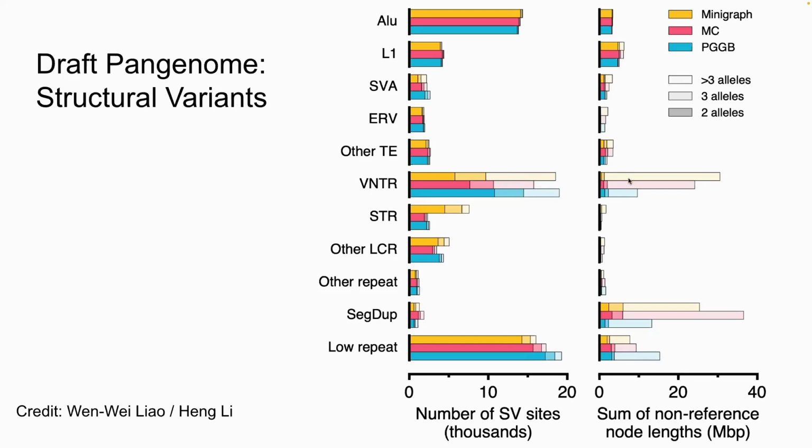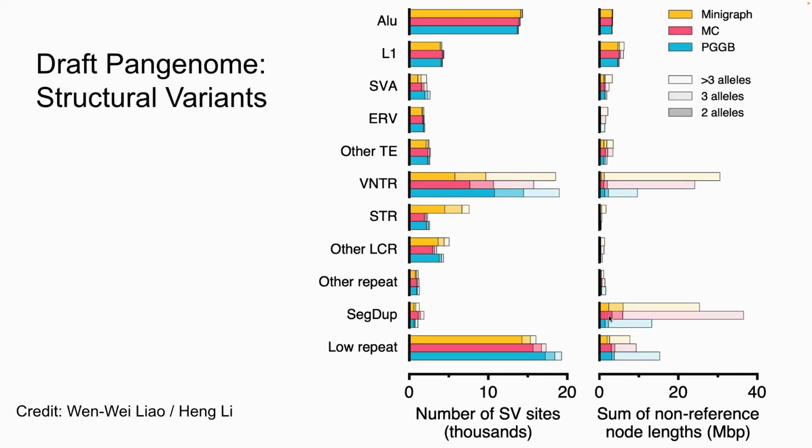And in terms of the number of bases affected in the genome, this is what this plot is showing. Nearly 50% of the structurally varying bases in our genome are because of STRs and VNTRs. And then segdupes are a very small category of events, but a huge number of bases in our genomes.